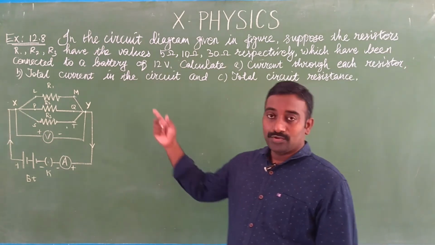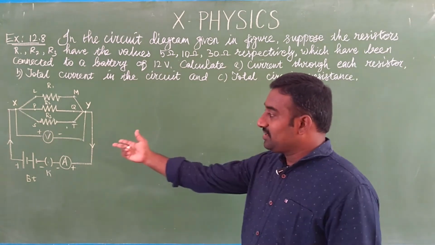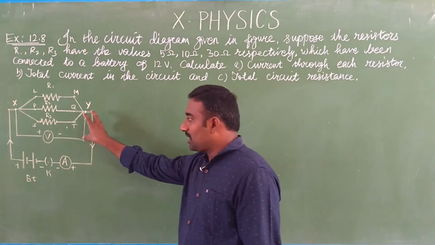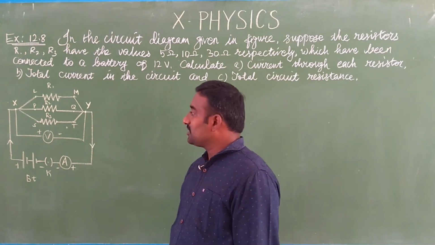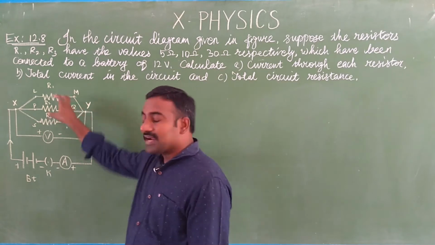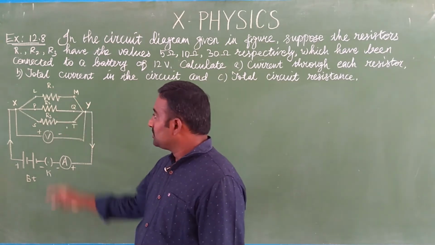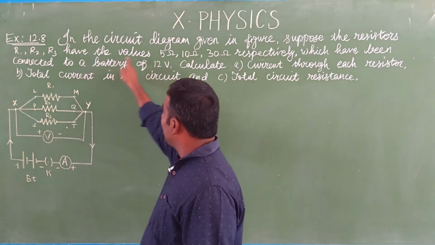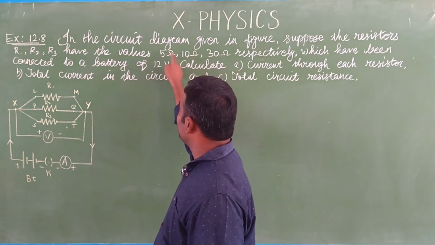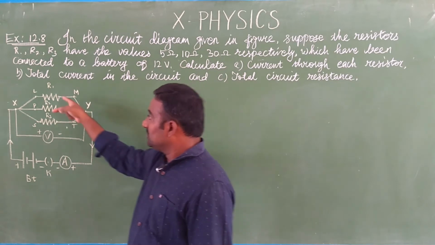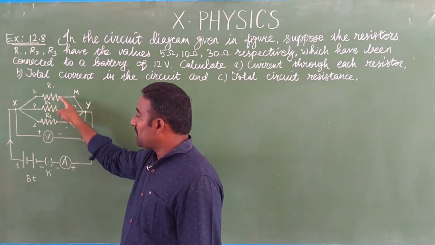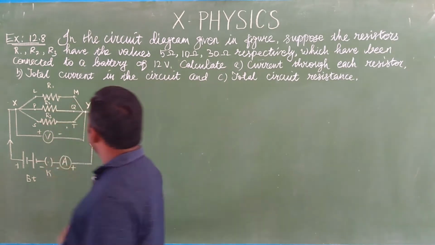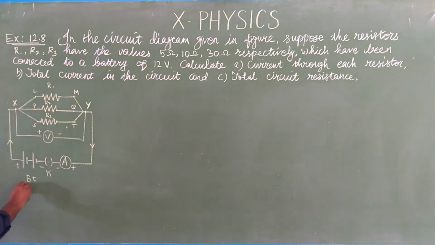Okay. So look at question 8. The diagram is shown. By observing the diagram itself, we can come to the conclusion that the resistors are connected in parallel. So how many resistors? 3 resistors, R1, R2, R3. They have given the values of each resistor: 5 ohm, 10 ohm and 30 ohm. These are connected in parallel with the battery of 12 volt.